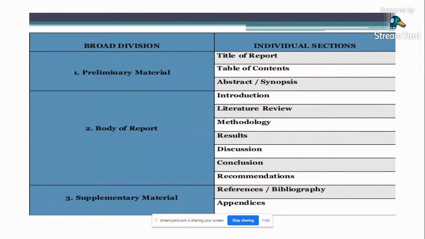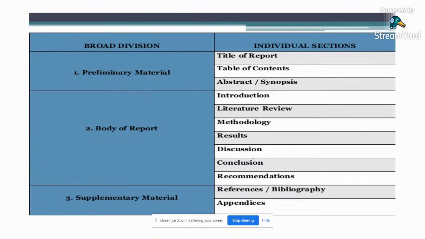Preliminary material, like the title of the report. I think you guys know, you should definitely mention the title of the particular report. Then the contents: what are the things that need to be discussed and what you'll be discussing. These need to be mentioned there. And an abstract or synopsis: what are the steps and what are the processes you will be using. These need to be mentioned there, apart from the preliminary material.